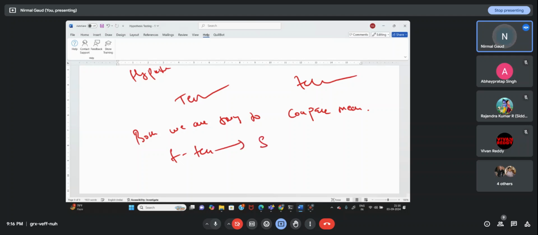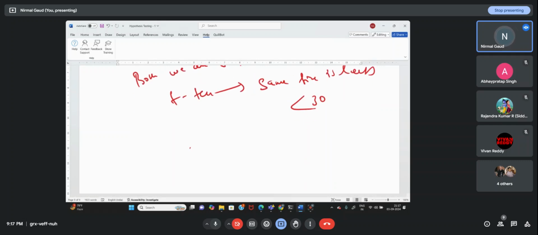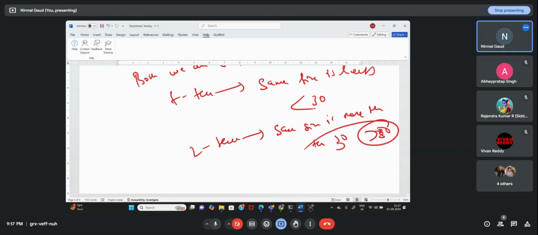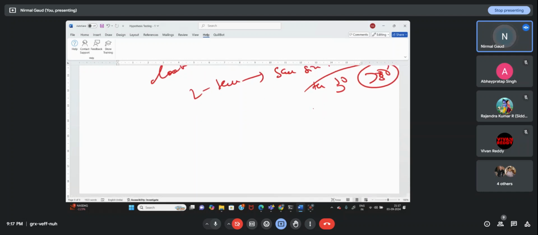In T test the sample size is less, in general less than 30. In Z test, the sample size is more, more than 30. That's what you have to tell. In T test, because the sample size is less than 30, it looks like a T distribution. In Z test, because it is more than 30, it looks like a normal distribution.